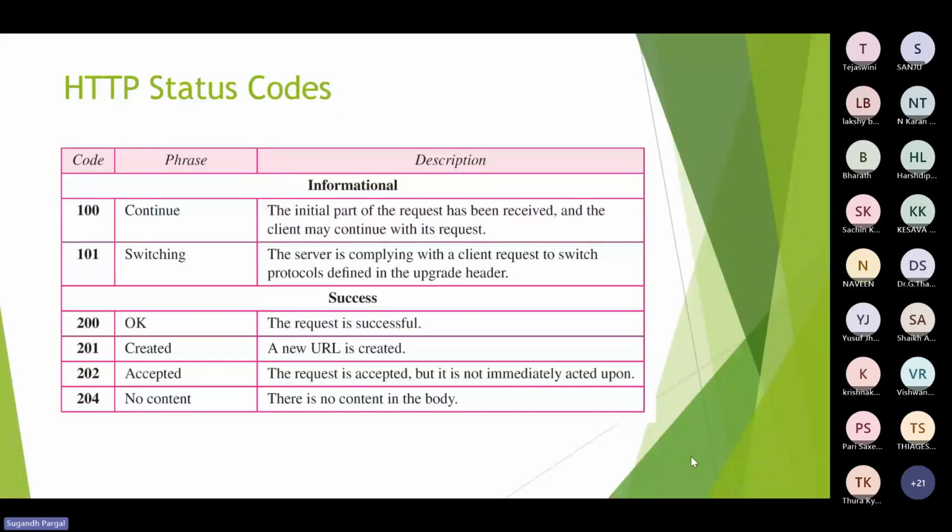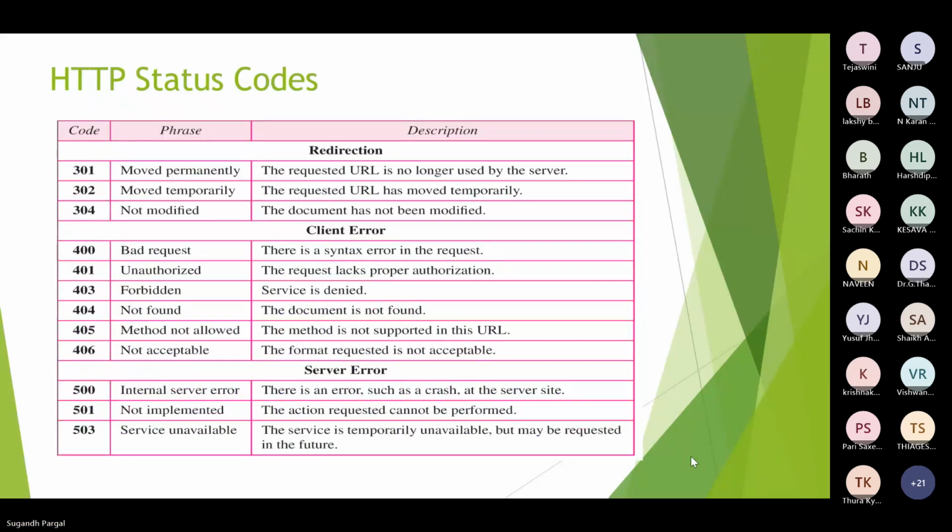So 200 reflects the request is successful. 201 shows a new URL is created. 202 means the request is accepted but not immediately acted upon, and 204 means no content in the body. So there are these status codes for redirection of the URL or client error. Multiple times when we try to open a web page, we are not able to see anything, but it shows error 404 or error 400. These errors show that there is a syntax error in the URL we have put, or the document is not found at the server end, etc. These are the status codes that it will be good if you remember or keep in mind.